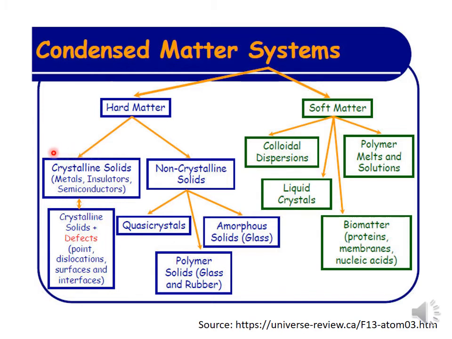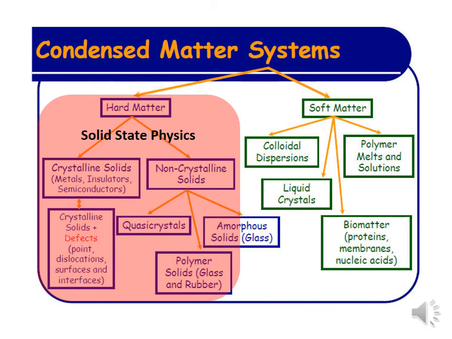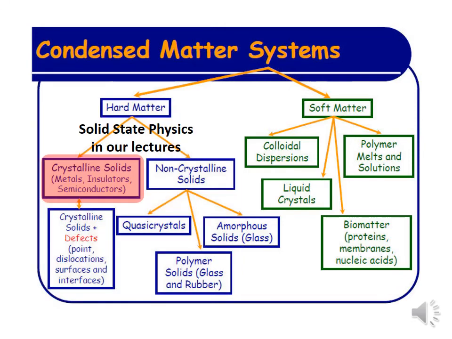Some of the materials have periodic properties, and then we talk about crystals, and others are non-crystalline solids, including quasicrystals, amorphous, or polymer solids. Then we can also introduce some imperfection in the periodicity, and this leads to very interesting physical properties. So all this is what we call hard matter physics, also called solid state physics, that is an important branch of condensed matter physics, and we are going to talk about crystalline solids mainly.